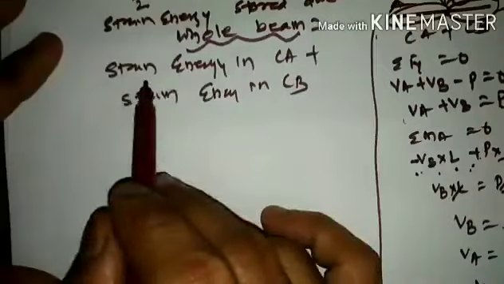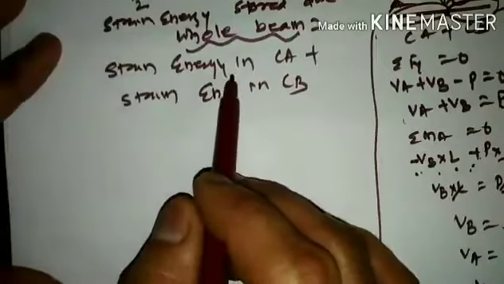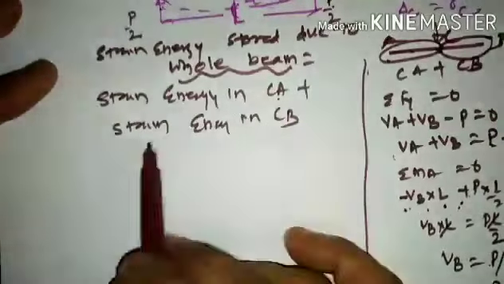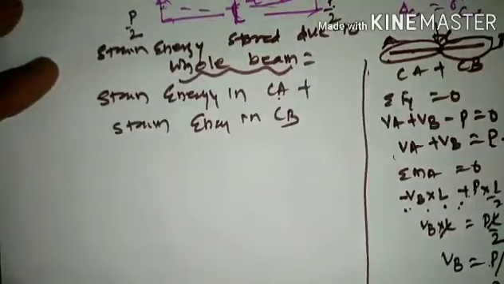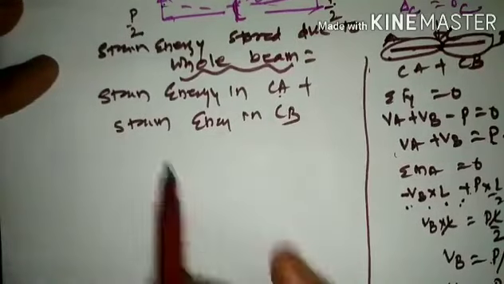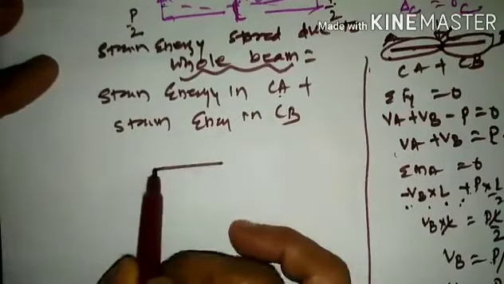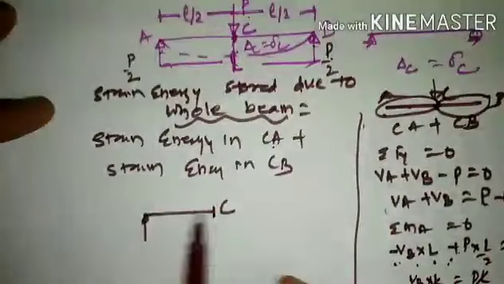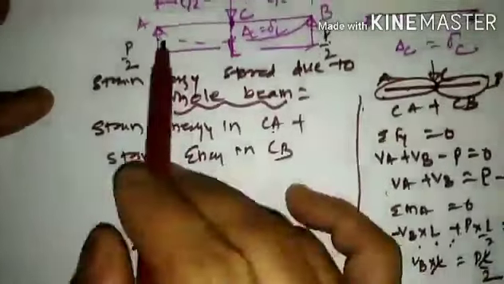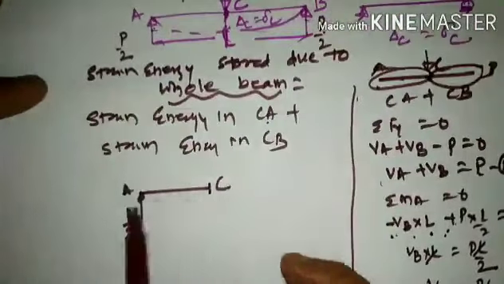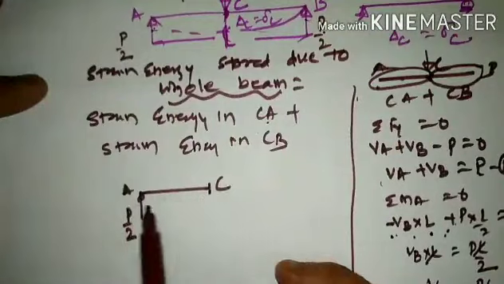So as stated earlier, strain energy will be considered in the member CA, and strain energy will be considered in the member CB. If we consider this particular part, the member CA, that is, C is placed here at the midpoint and A on the left hand side. P by 2 is the reaction component at point A. This is the position for CA.